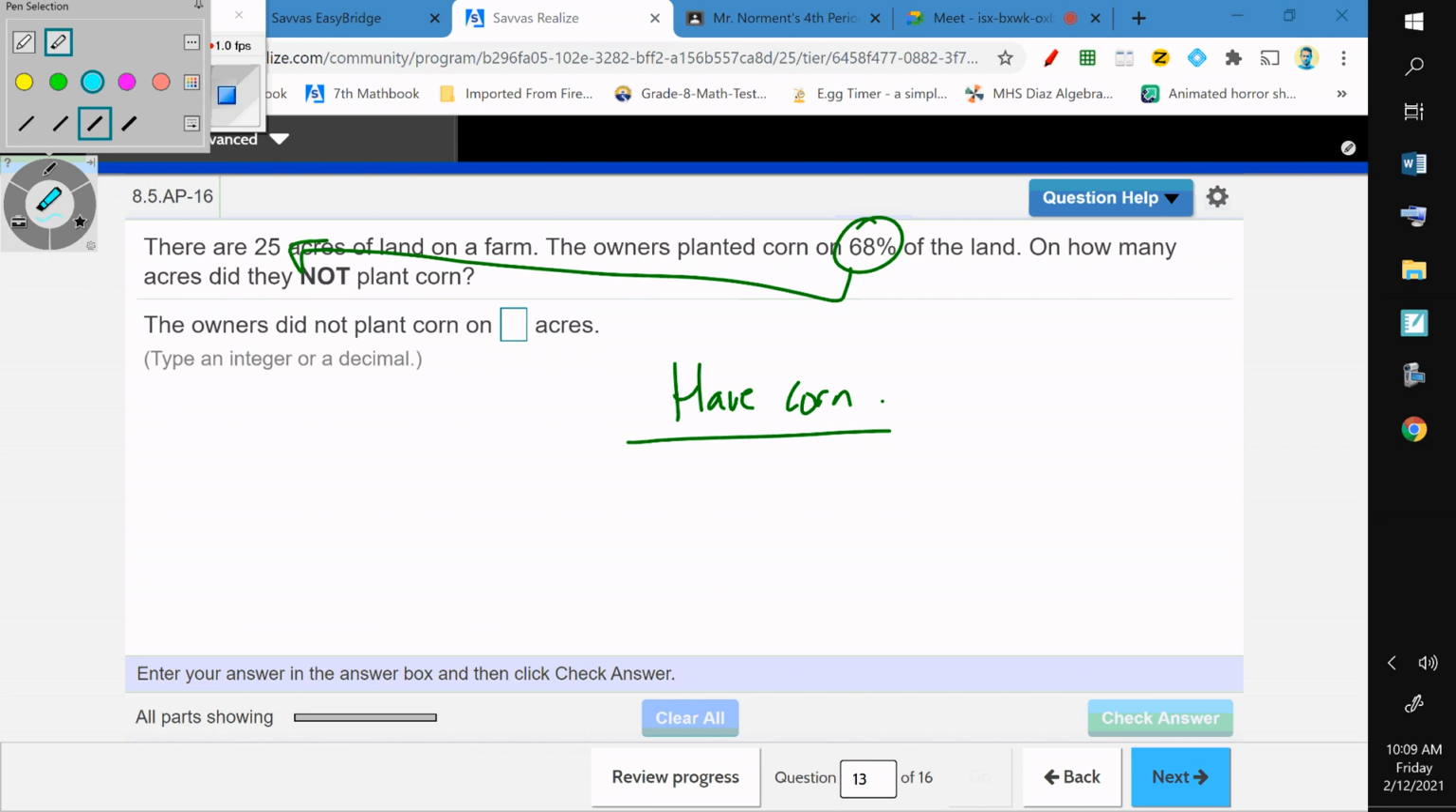So if that number is how many acres have corn, then you need to figure out how many acres do not have corn. So if there's 25 total, and whatever answer you get when you do the math, 68% of 25, and that has corn, then you need to subtract that from 25 to find out how many do not. Okay? So if you miss this, it's probably because you put this answer in, but instead of subtracting that number from 25.